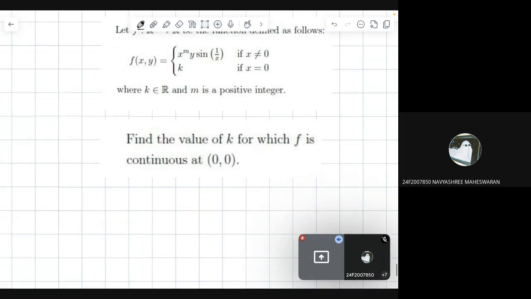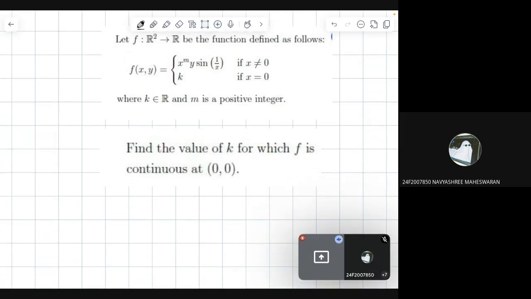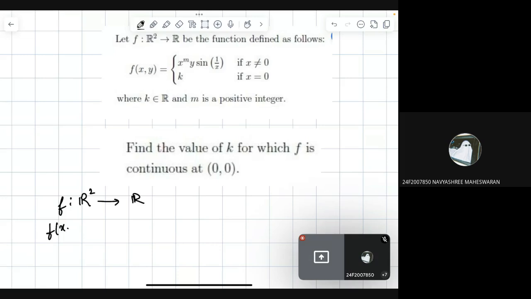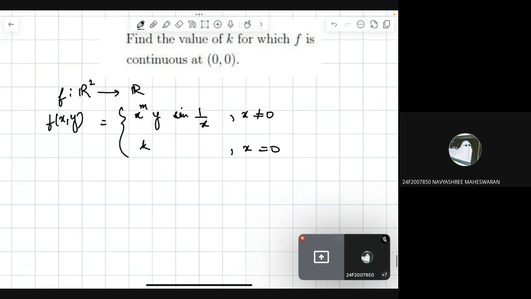Okay, we have to find the value where it is continuous. So we have to examine the function first. The function f is from R2 to R, and f(x,y) is given as x^m y sine 1 by x for x non-zero, and k for x equal to 0, and we have to check for continuity at (0,0). This is the point where we have to check for continuity.